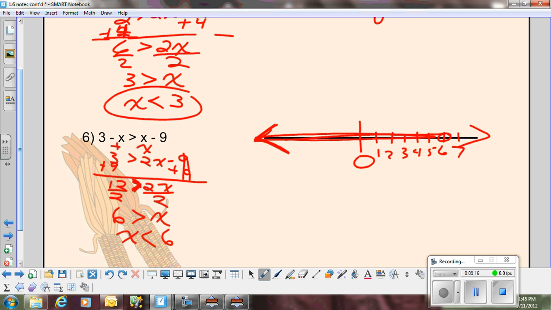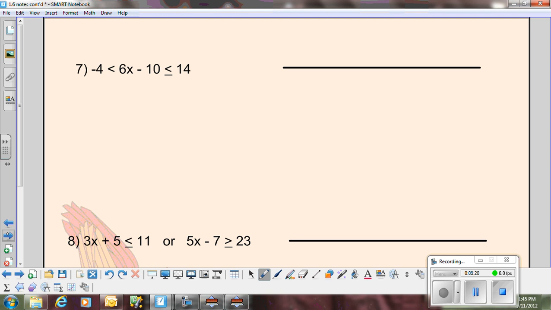Okay, a couple more here. Now, remember our special cases with the ands and the ors. We're going to look at how we solve when we have ands and ors. The first one is an and problem. If you have an and problem to solve, you're going to want to probably put it in this form if it's not that way already. Okay?